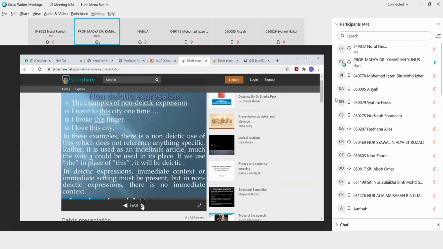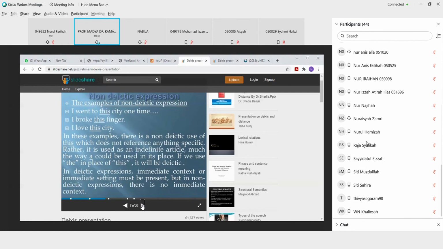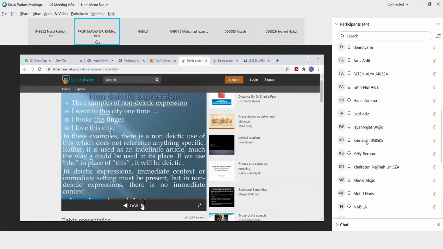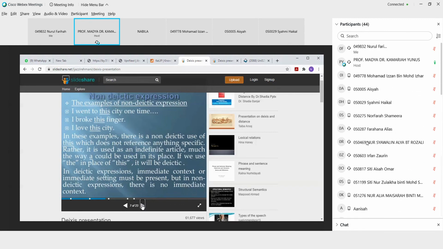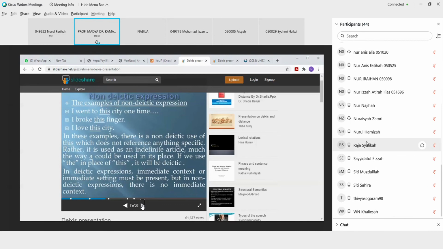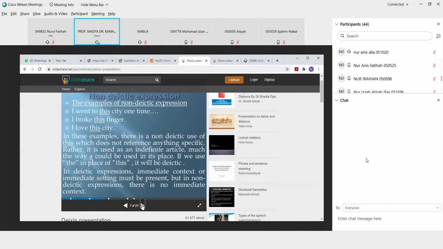Non-deictic expression. The example of non-deictic expression: for example, "I went to this city one time and I broke this finger. I love this city." In this example, there is non-deictic use of "this," which does not refer to anything specific. Rather, it's used as an indefinite article, much the way "a" could be used in its place. If we use "the" in place of "this," it will be deictic.